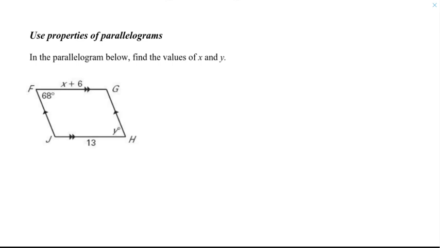In this first example, we're going to use those properties to find the values of X and Y. So let's first of all focus on X, which in this case is a side length. Because it is a side length, we're going to look at the side FG and the side JH. Because those are opposite sides and we know this is a parallelogram, we know those have to be congruent. So we're just going to set up our equation, setting those equal to each other since we know they're congruent, and we'll solve for X and come up with a value of 7.